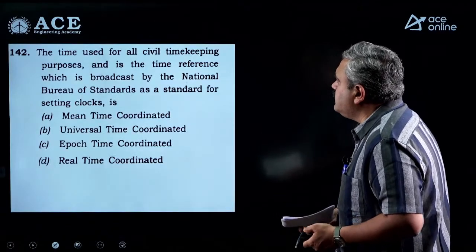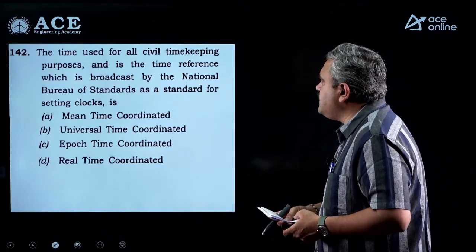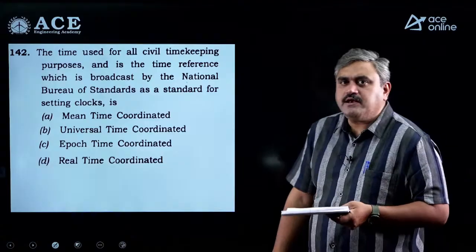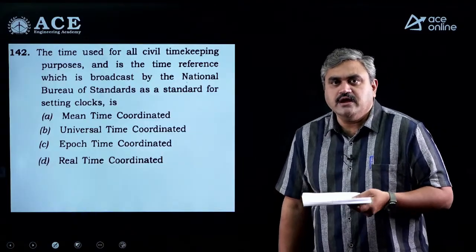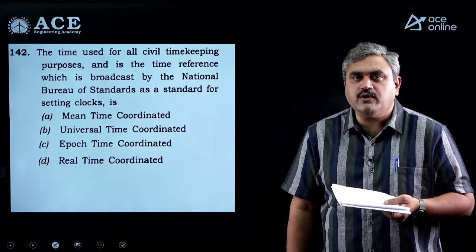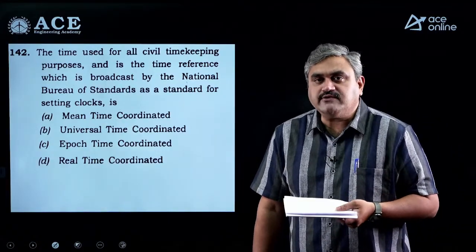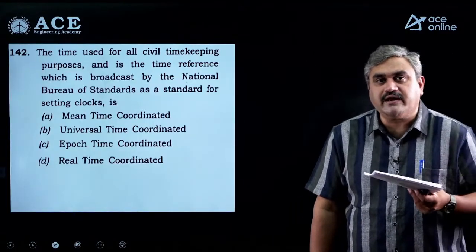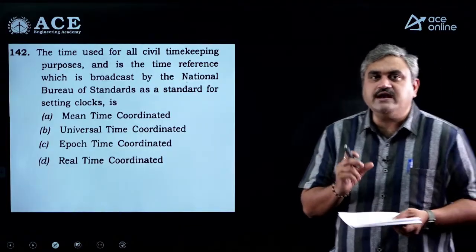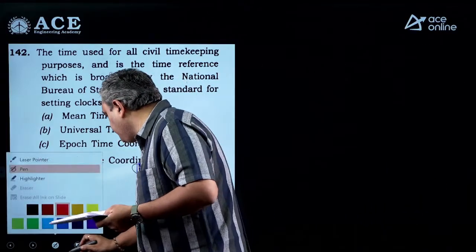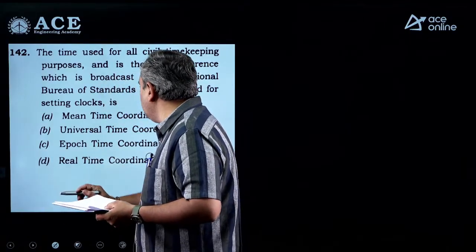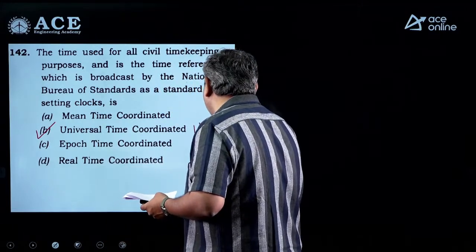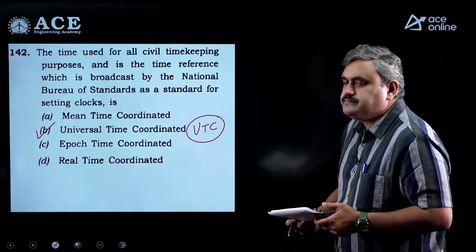Next, the time used for all civil timekeeping purposes, a time reference which is broadcast by the National Bureau of Standards. Suppose you are operating different systems at different locations: India you have a server, US you have a server, Australia you have a server. Whenever you are accessing data from different servers, you should have a synchronization pulse for getting the data at the right interval. For that purpose we use a standard time frame. That standard time frame we use for access is called UTC, Universal Time Coordinated. Shortcut we call it UTC. Okay. Right.